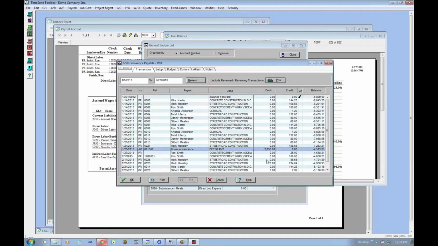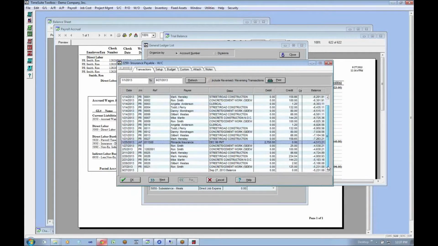So because every paycheck's liability is here, and every payment's negating the effect of those liabilities, you would always expect this number to be relatively close to what you really owe. Okay, so in that context, the balance is kind of maintained for you.